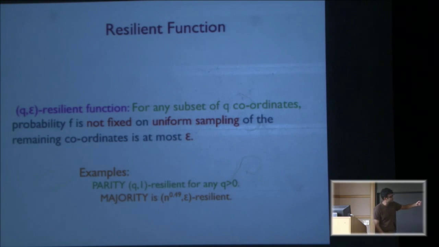Yeah, so the probability that it's not fixed is, oh, sorry, it's fixed is, yeah. It's not fixed is at least 1 minus epsilon. Sorry about that confusion. So the probability that f is not fixed is, yeah, I think this is right.